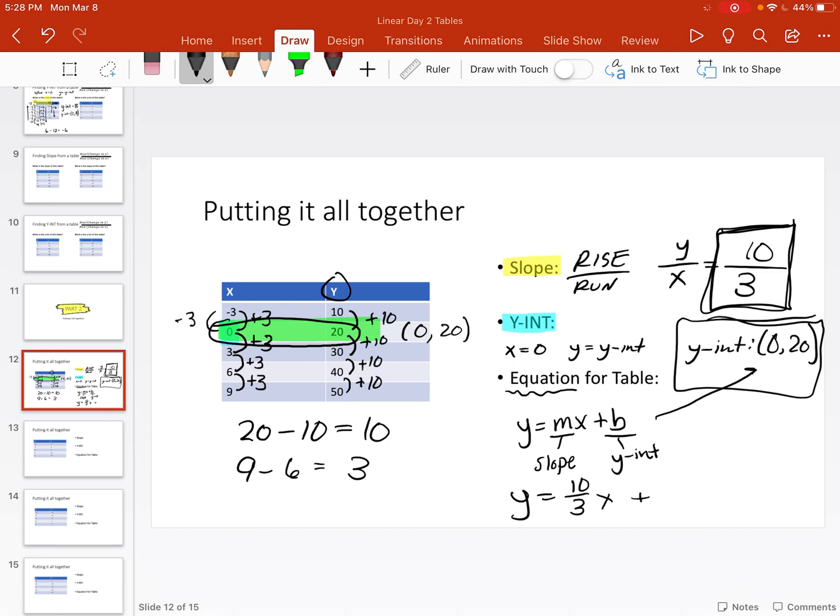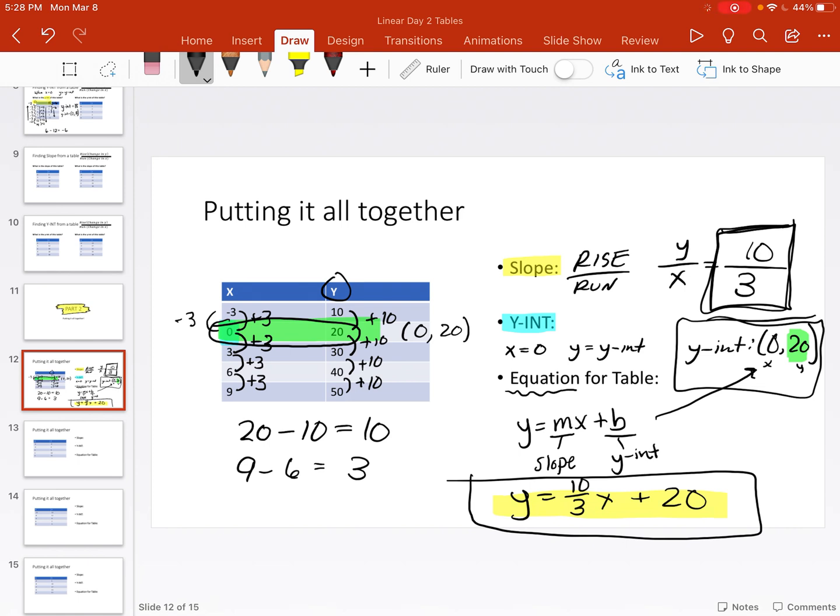This can get tricky because we don't write our y-intercepts with parentheses and commas like that in our equation. For our y-intercept, all we want is our y value. So again, we had our x value of 0, our y value of 20. So all we want is that y value of 20, so it'll be plus 20. So when I put that all together, I get y equals 10x plus 20. So again, that was both steps. We found our slope, we found our y-intercept, and then we threw it all together to get y equals 10 over 3x plus 20.